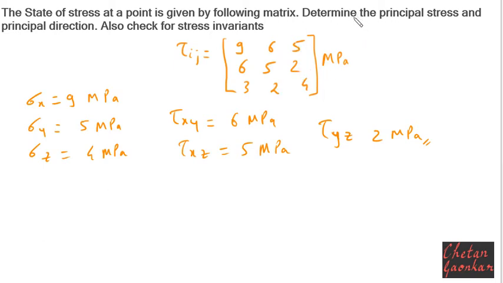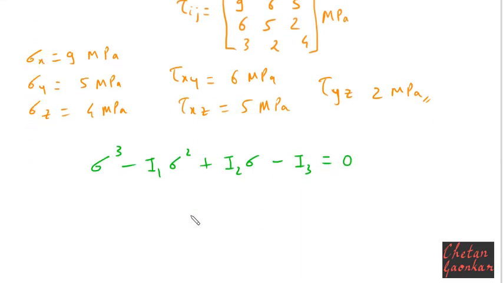And then they are asking us to determine what? To determine principal stress and principal direction. Also check for stress invariants. This is also what we need to do in this problem. So to find these principal stresses, we know that we can find the principal stresses by writing down the cubic equation of principal stresses, right? And the cubic equation of the principal stresses can be very easily written as sigma cube minus I1 sigma square plus I2 sigma minus I3 equal to 0, where what are I1, I2, I3?